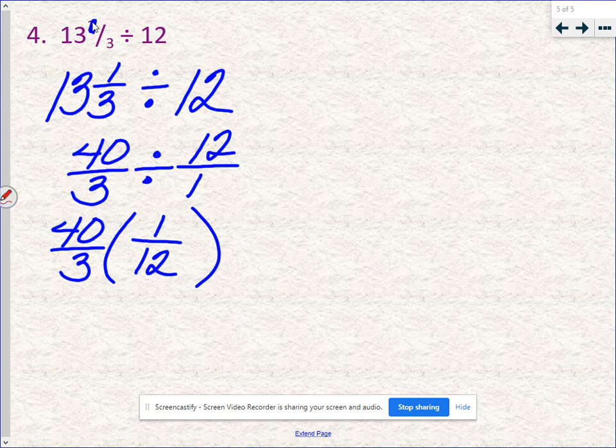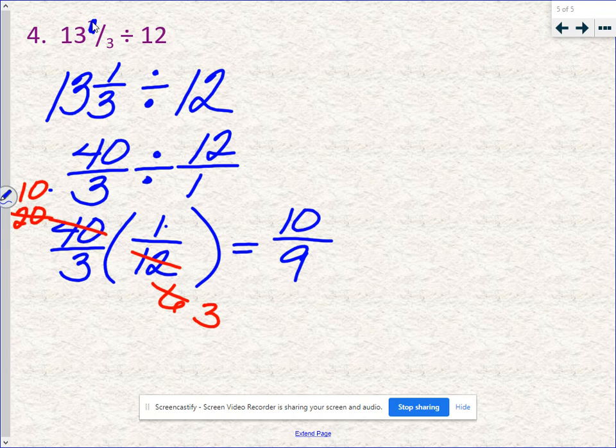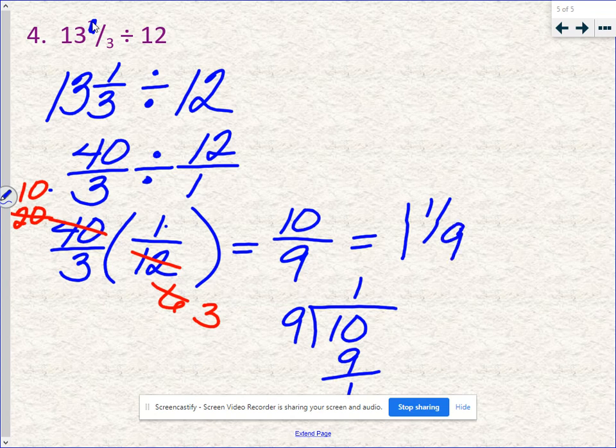So we say 2 goes into 12 6 times. 2 goes into 40 20 times. Oh, but look, I still have even numbers. So I'm going to take 2 into 6 3 times and 2 into 20 10 times. So now I get 10 times 1 to be 10, and 3 times 3 to be 9. And then I must do my fish hook. 9 goes into 10 one time. And we get 1 1/9 as our answer.